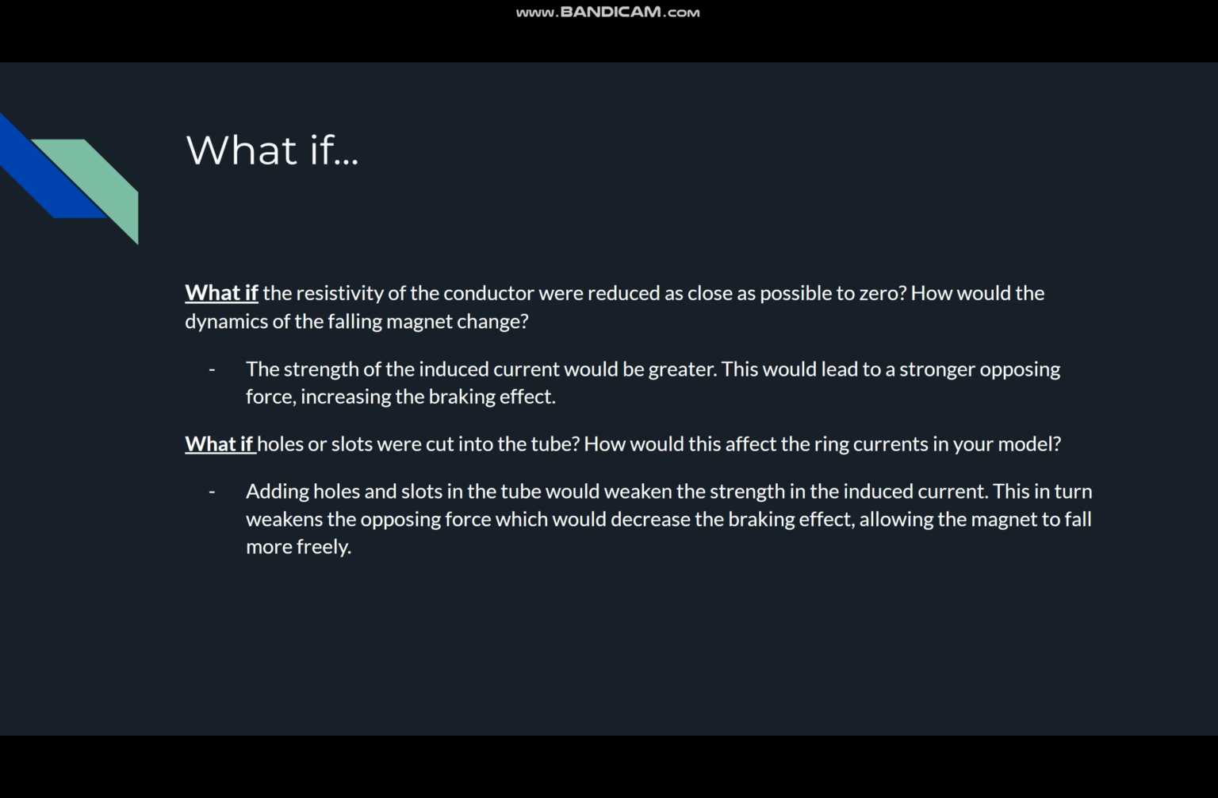Now some what-if questions. What if the resistivity of the conductor were reduced as close as possible to zero? How would the dynamics of the falling magnet change? The strength of the induced current would be greater. This would lead to a stronger opposing force, increasing the braking effect.